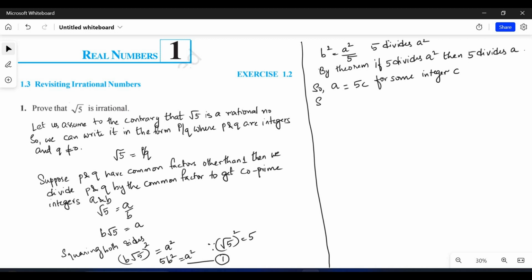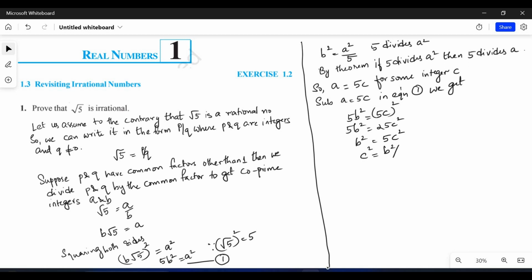Now we can substitute this value of A, substitute A equal to 5C in equation 1. We get 5B square is equal to 5C the whole square. So 5B square is equal to 25C square. B square is equal to 5C square and C square is equal to B square divided by 5. As 5 is multiplication on the right hand side, when it goes to the left hand side, multiplication becomes division. So 5 was in the numerator. When it goes to the LHS, it becomes a denominator.